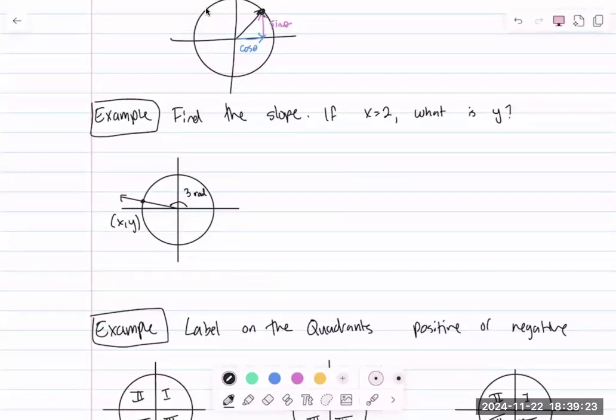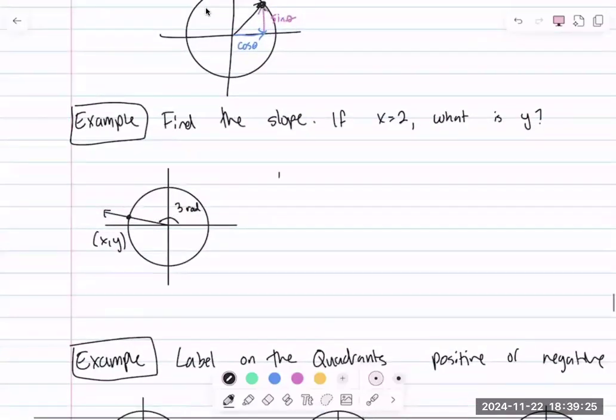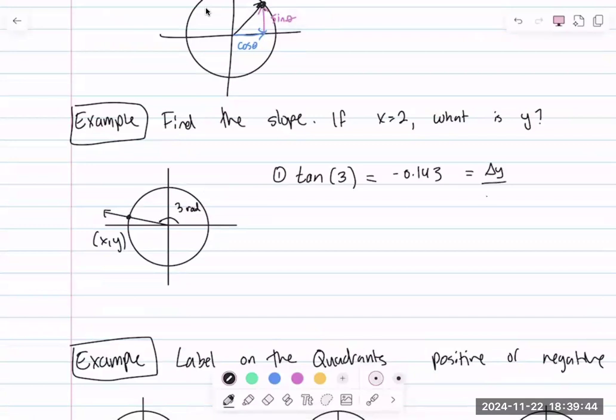Okay. So, first of all, our slope is pretty easy. It's just given by the tangent of that angle from 3 o'clock, which is 3. So tangent of 3, if you put that in your calculators, you're going to get negative 0.143. Okay, well, this is our change in y divided by our change in x, right?